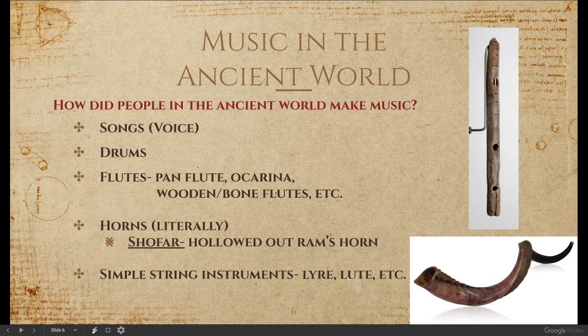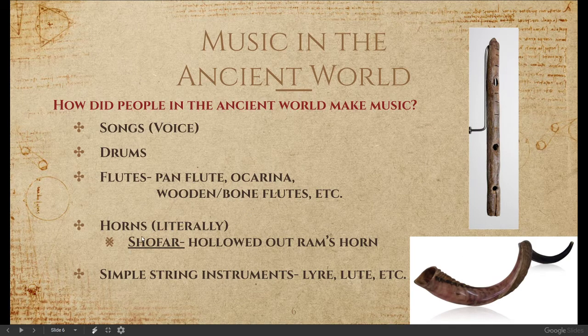So, how did people make that music? One, they sang songs, they used their voice. Two, they played the drums. They would play flutes. And over here, if you notice, we have a flute, and it's either made out of bone or wood. I think it's made out of bone, to be honest. What they did was cut holes into it, and then they would blow into it up here, and sound would come out.